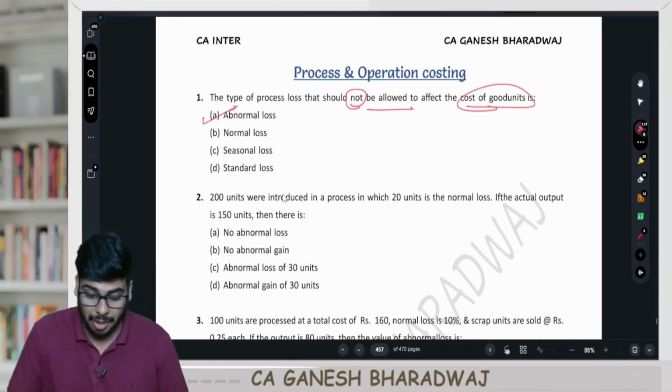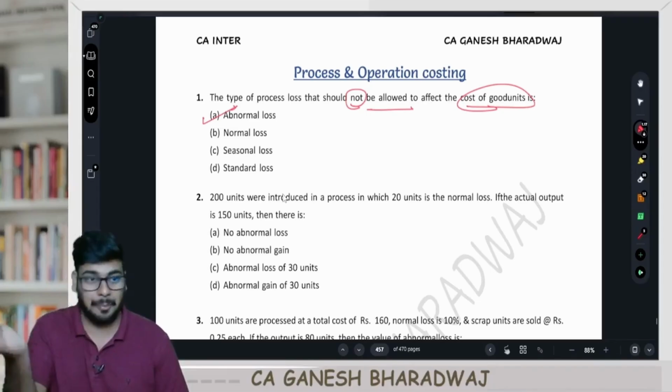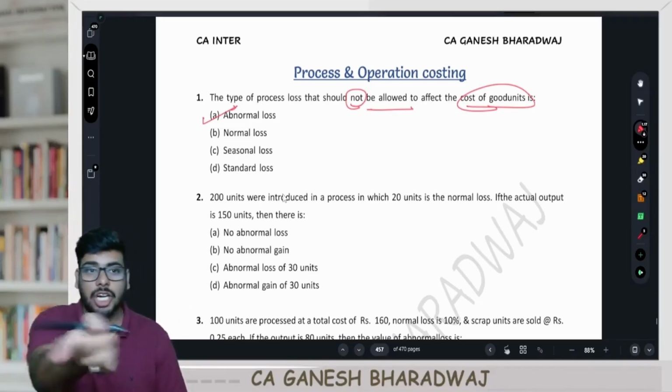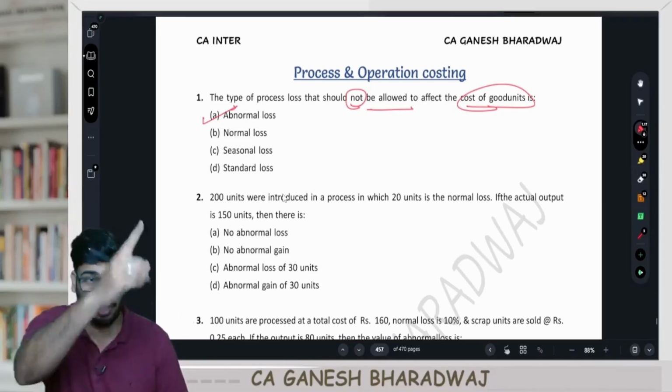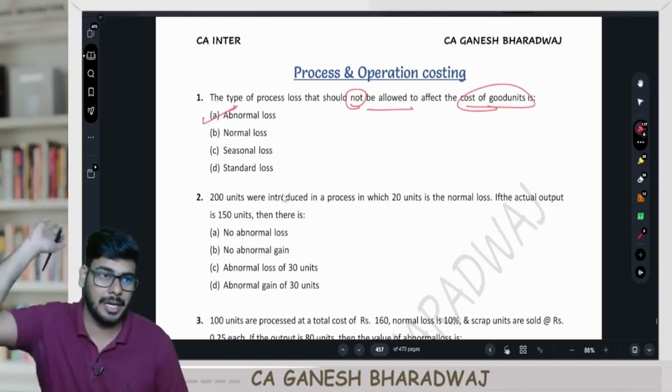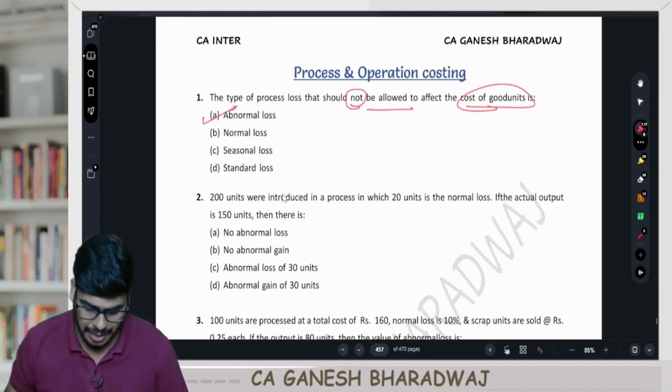Correct. Yes, because normal loss affects the per unit cost of expected good units. Normal loss should not affect. Abnormal loss should not affect. That's why it's valued separately and taken. Are you clear with this? Very good. Next, second.